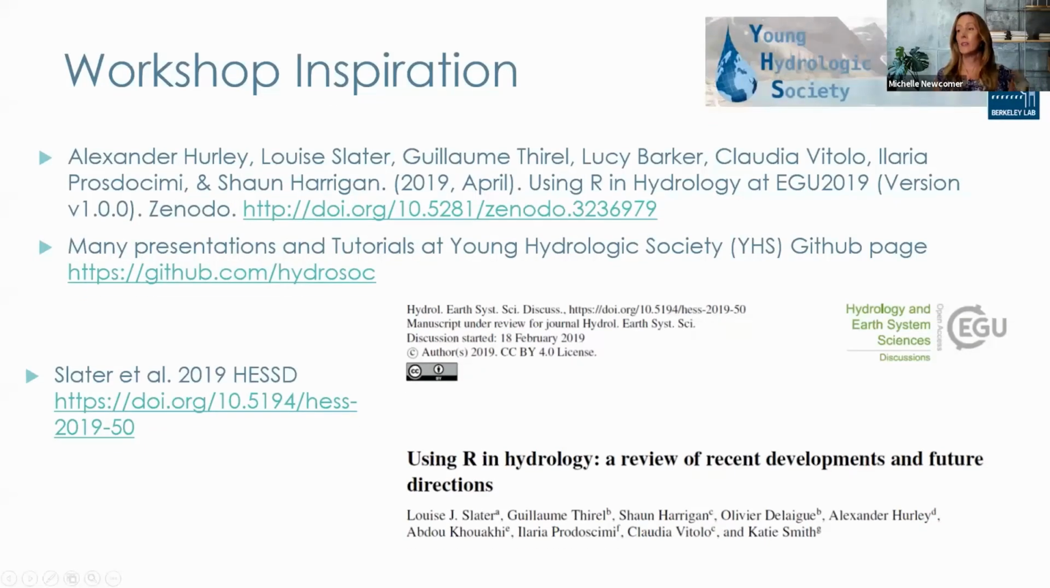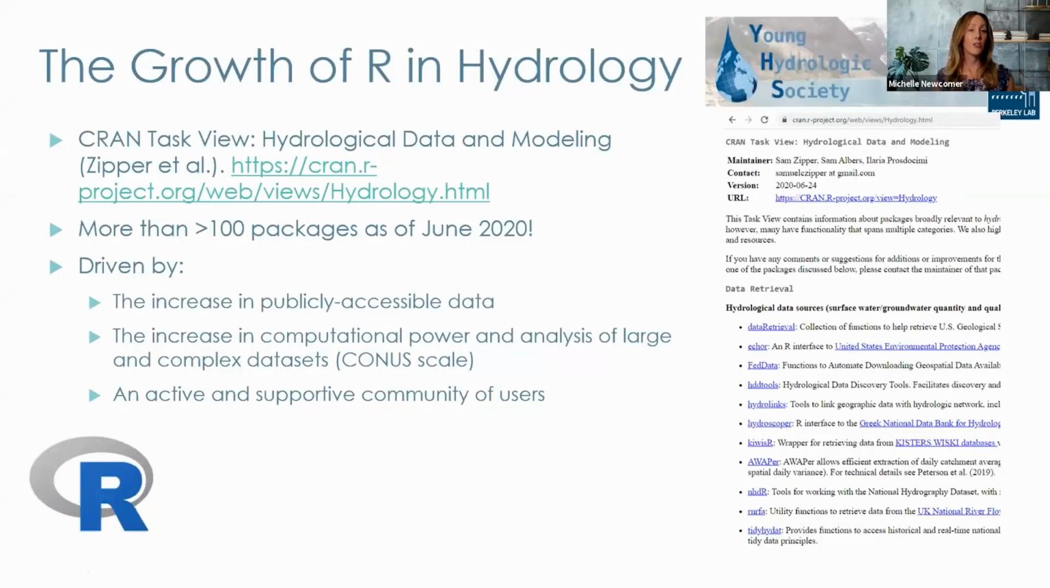And R is growing. There's been a significant advancement in the user community as well as the development of hydrological packages. Here, the CRAN task view is essentially a web page showing all of the different packages specifically for hydrology, developed by Zipper et al. More than 100 packages as of June 2020. This is driven by the increase in publicly accessible data as well as increases in computational power and analysis of complex data sets, such as the application that I'm going to show you at the CONUS scale, the continental United States scale. And there's an active and supportive community of users.